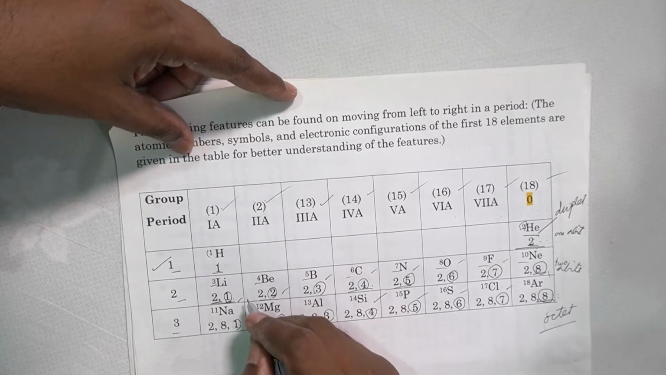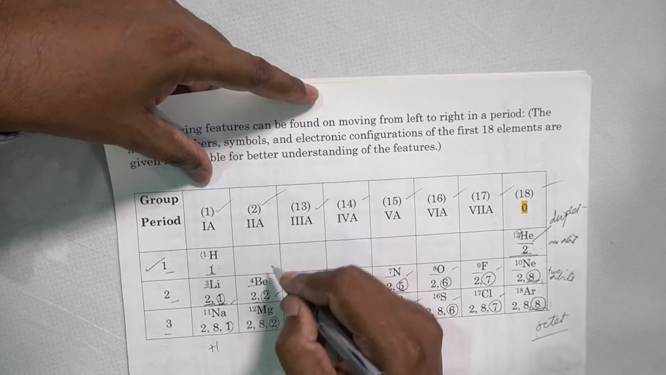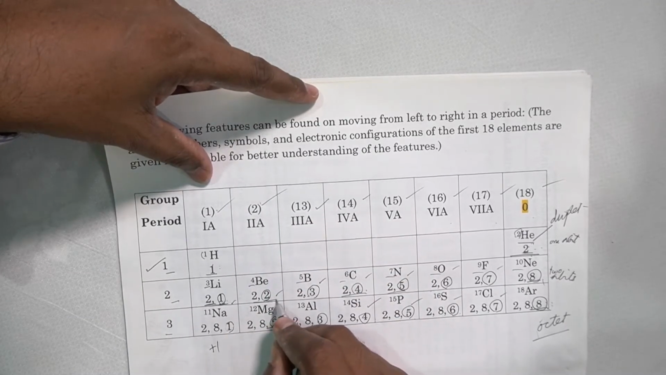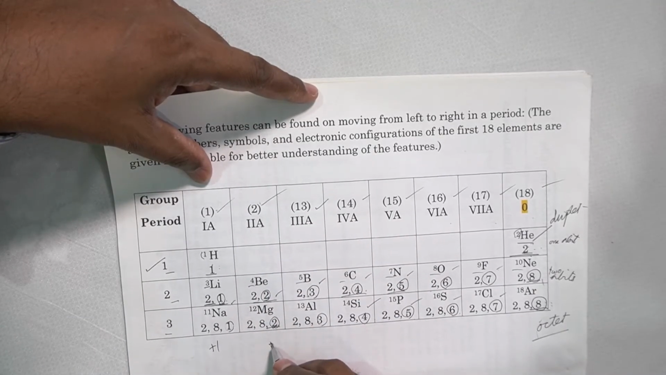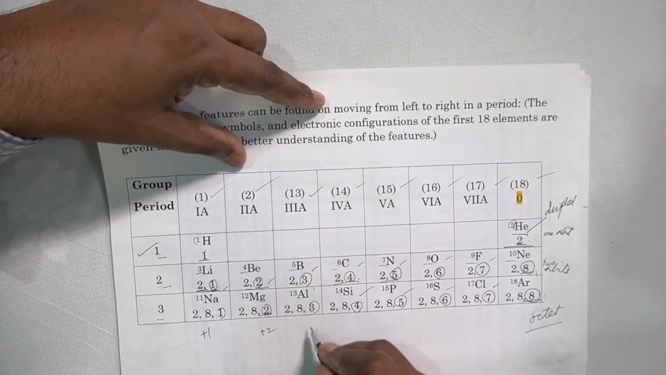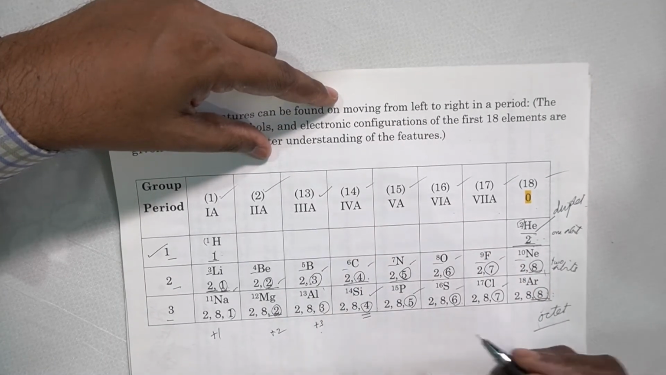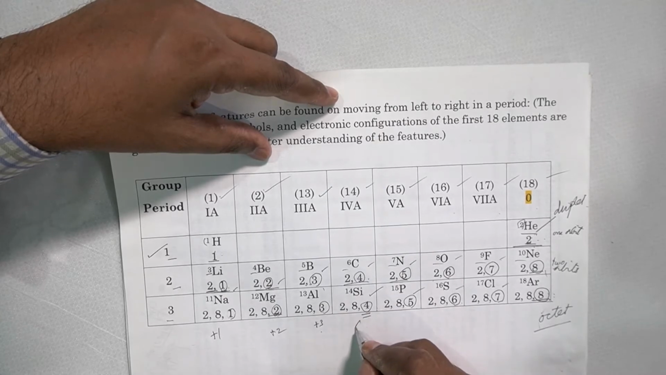They lose 1 electron and form plus 1, that is valency 1. And the second group, they have 2 valence electrons. So they lose 2 electrons and reach plus 2 state, or valency 2. And third, they have 3 electrons, so they can lose 3 electrons, valency 3. Fourth group, they have 4 electrons. They will share the other 4 electrons to reach octet, so valency is 4.